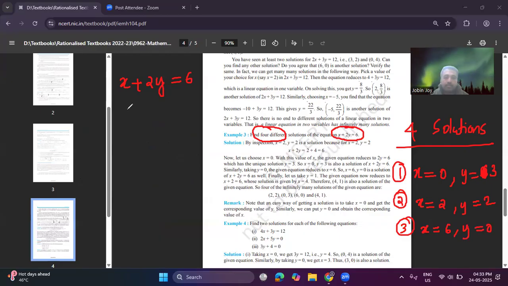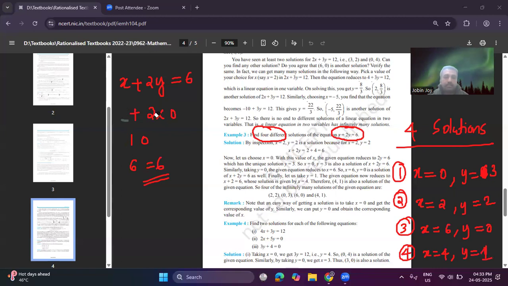So x equal to 6. So that means 6 plus 2 into y is 0. So 6 plus 2 into 0 is 0. So 6 plus 0 is 6. So 6 equal to 6. So this is the third solution. And the fourth one, x equal to 4 and y equal to 1.